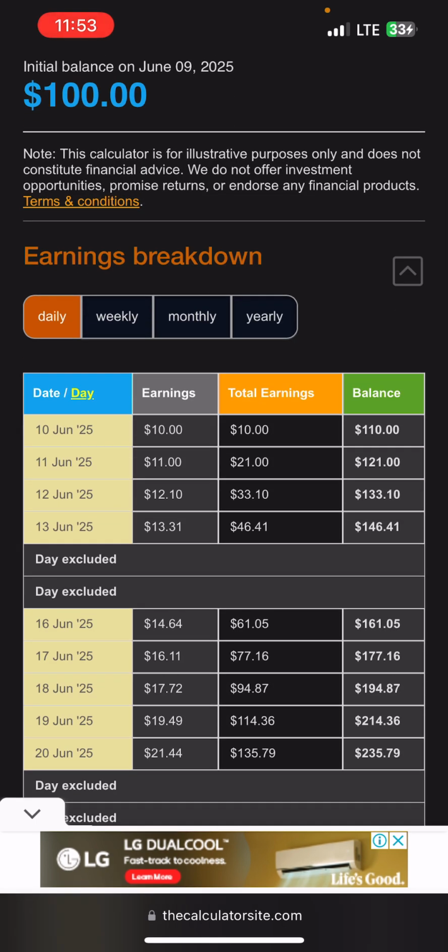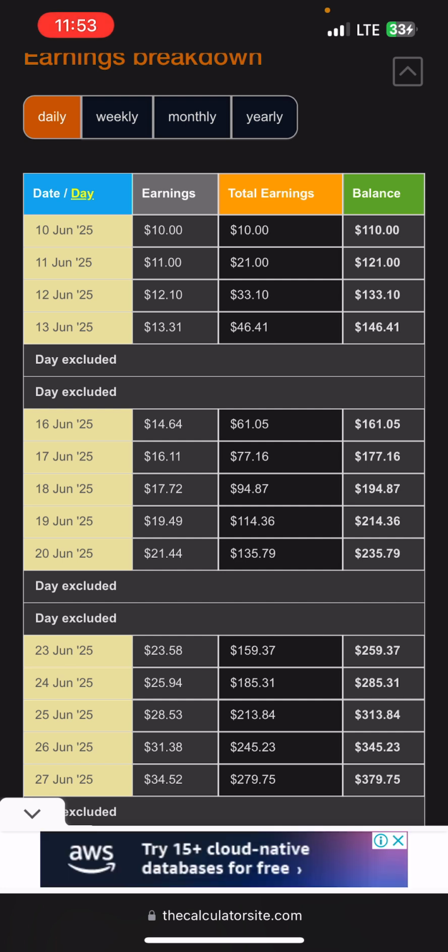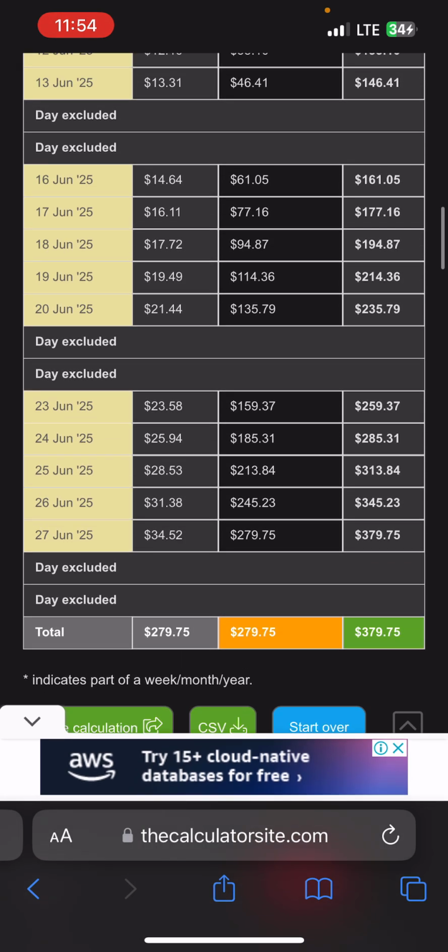Okay. So you scroll to your earning breakdown and then you can see it. So on the 10th of June, all right, you're making $10. Remember, you are trying to make 10% of your capital. So the first day, 10% of $100 is $10. So the first day, your profit target is $10. And then at the end of the day, you'd have $110. The next day, your profit target is $11. The next day, your profit target is $12. The next day, $13.31, and so on and so forth.